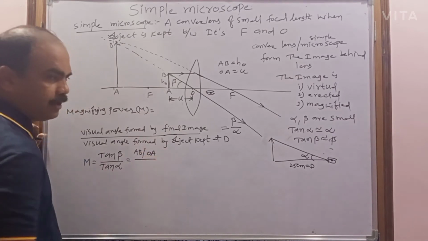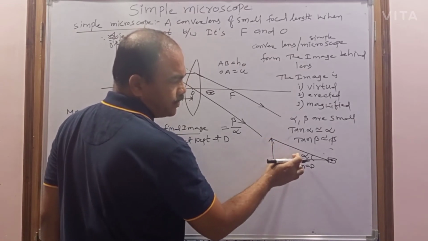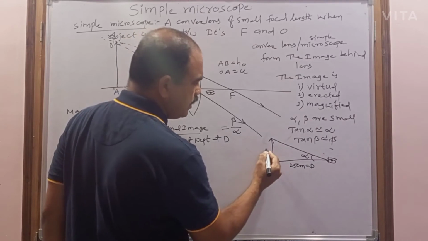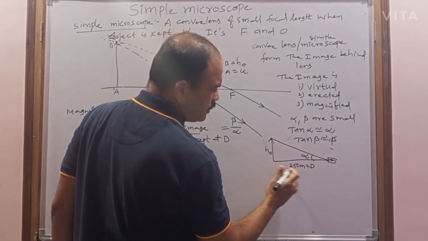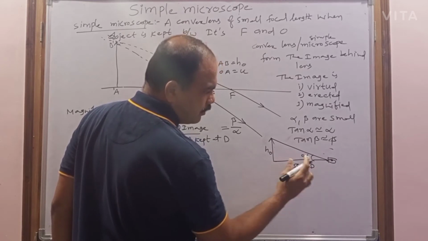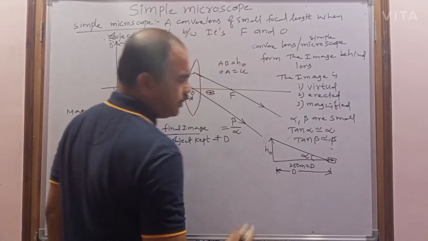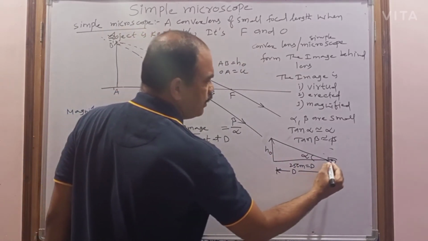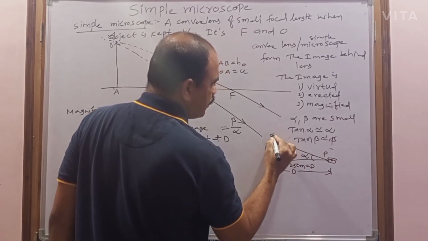Now coming to the tan alpha. Tan alpha is nothing but the visual angle formed by the object when it is kept at 25 centimeter. Here also the object size cannot be changed. But here the image distance is nothing but D. This is the image distance, so this distance is nothing but D. Now let us consider this triangle, and the triangle name will be PQR.